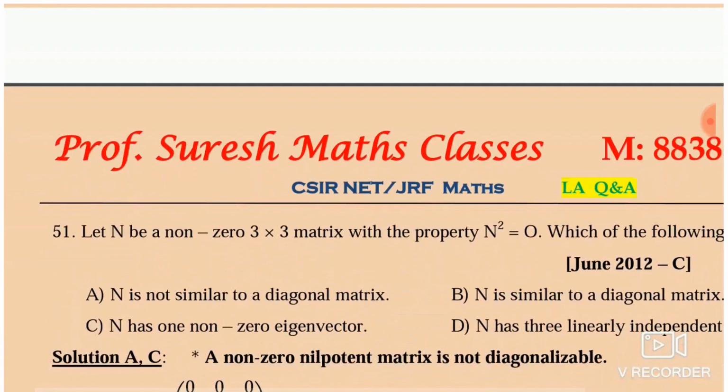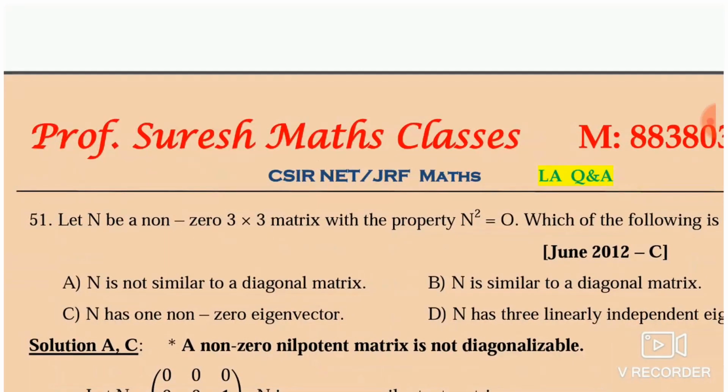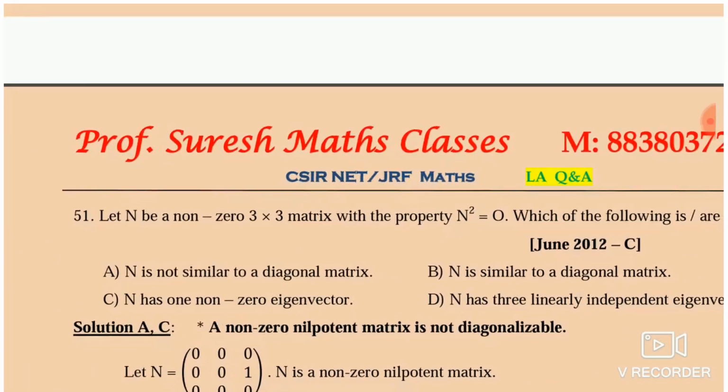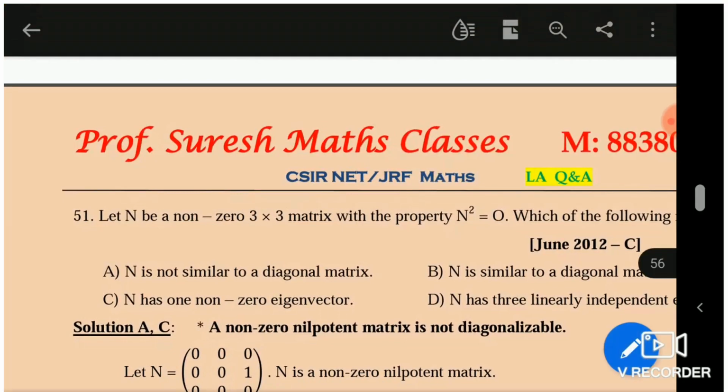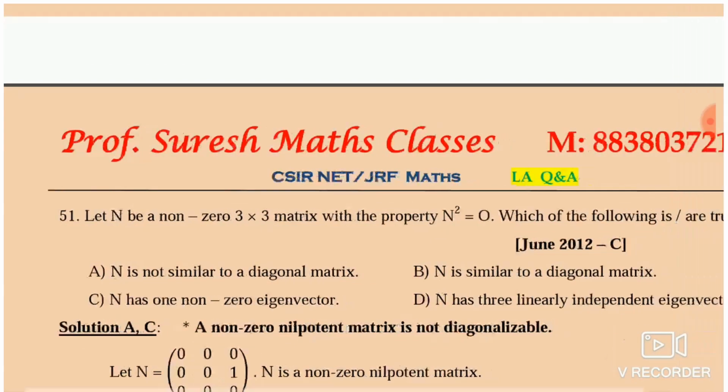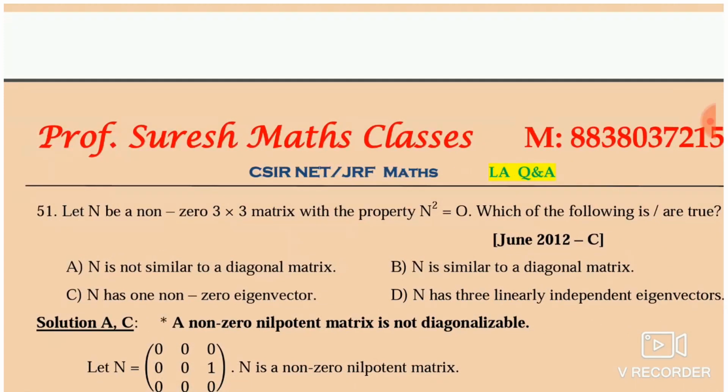So question number 51. This is a repeated model: nilpotent matrix. Let N be a non-zero 3 by 3 matrix with the property N square equal to 0. Whenever N square equal to 0 is given, keep it in mind, this N is nilpotent. Which of the following is or are true? June 2012 Part C question.